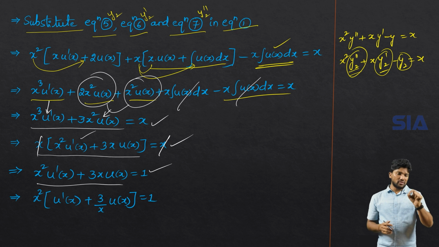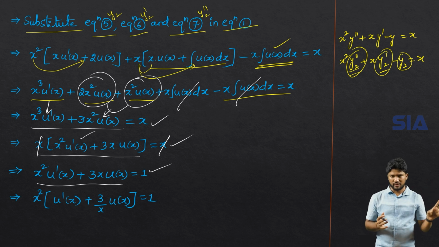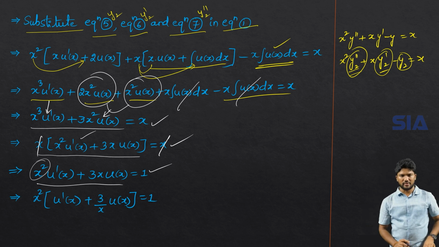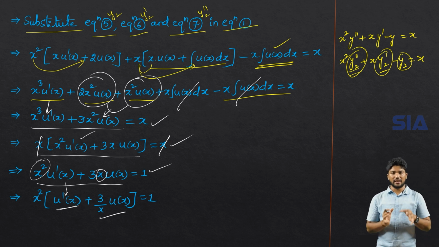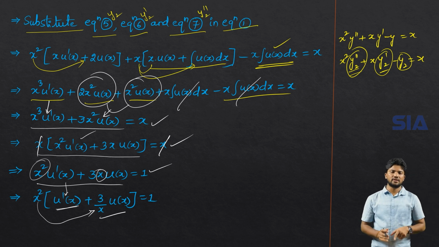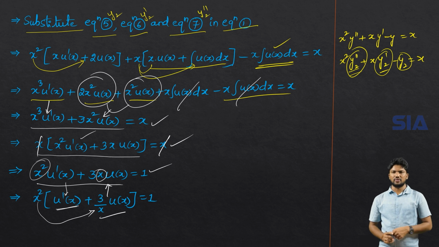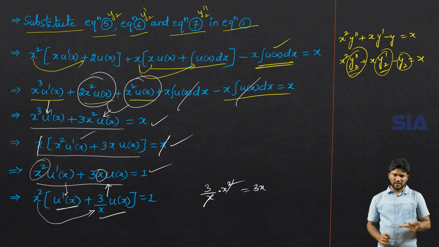Why? Because if you take x square common, the equation converts into the linear differential equation we discussed in unit 1. So if you take x square common, from the first term you get u dash of x, plus in the second term you have only x, so after taking x square common you will get 3 by x into u of x, is equal to 1. Again, if you multiply with x square in the second term, you get the same term, 3x, since one x square and x will get cancelled, then 3x only will come, equal to 1.